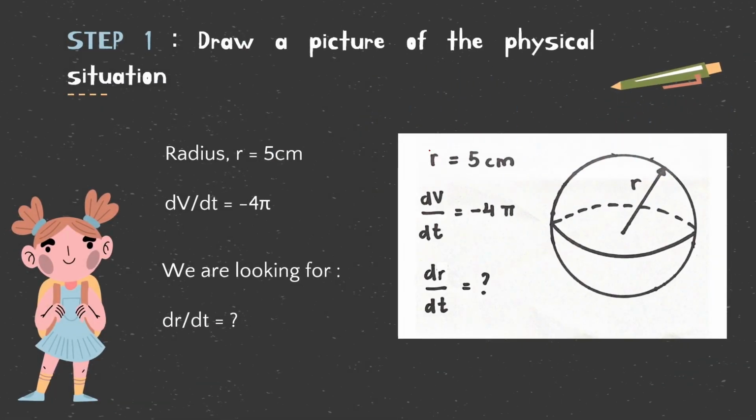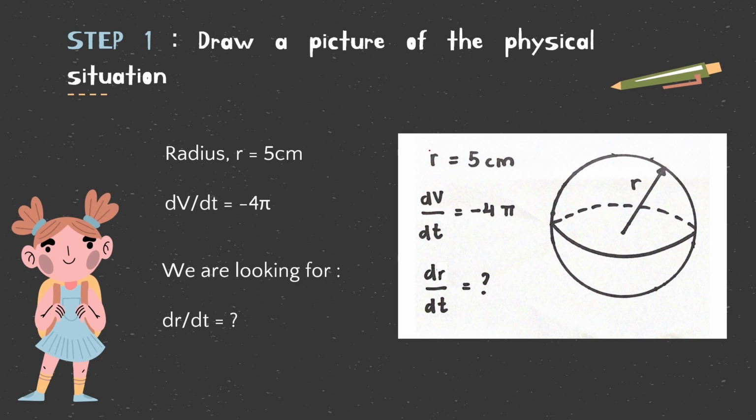So let's start the solution. The first step. Draw a picture of the physical situation. Based on the situation, the snowball melts. As we all know, a snowball has a spherical shape. So, we have to draw a sphere.